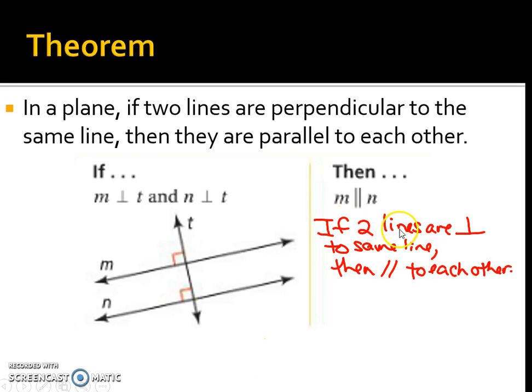So if two lines are perpendicular to the same line, so M and N are perpendicular to T, then they are parallel to each other. So this is a theorem for parallel lines.